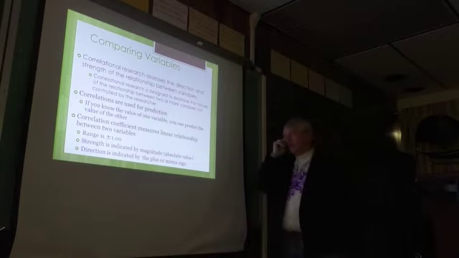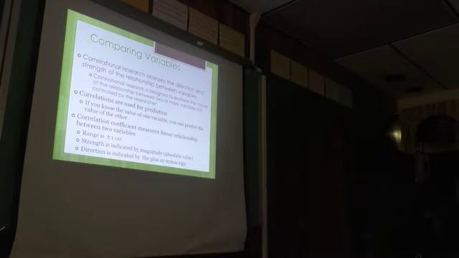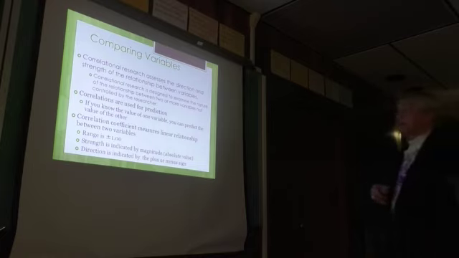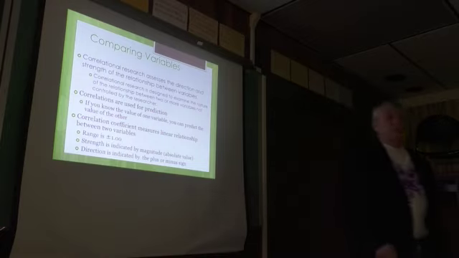Correlational coefficient measures linear relationships between two variables. It ranges from +1 to -1. Strength is indicated by magnitude, absolute value. Direction is indicated by the plus or minus sign.